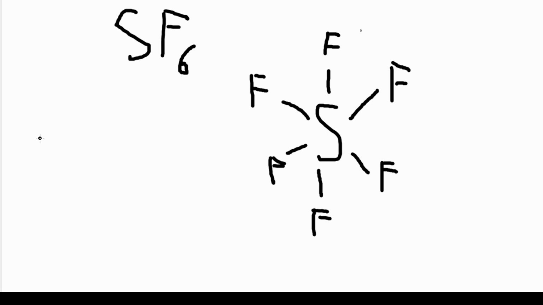Now, expanded octets usually hold either 10 or 12 electrons. It doesn't usually go more than that. So you're either going to have 10 or 12 if you have an expanded octet. You're not going to have like 14 or 16. That's too much. It goes up to 12 at most, right? And sulfur has 12 here.